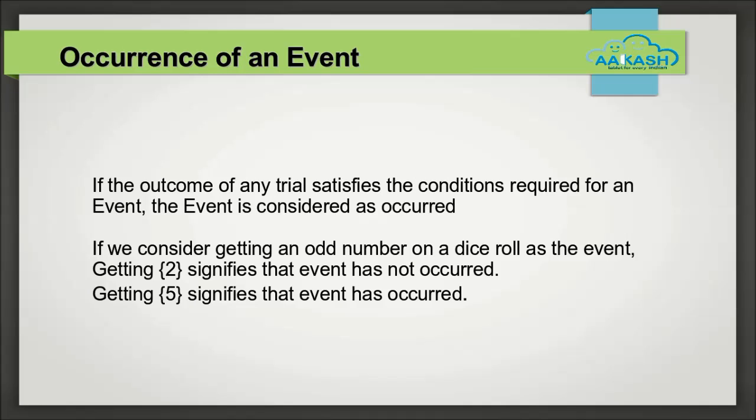Occurrence of an event. Now, when do we say that some event has occurred? If the outcome of any trial satisfies the conditions required for it to become a part of the event, it is said that the event has occurred. For example, if we are looking for the probability of getting an odd number on a rolling die, getting 2 or 4 or 6 will signify that the event has not occurred, and getting any of the numbers from 1, 3 and 5 will signify that the event has occurred.